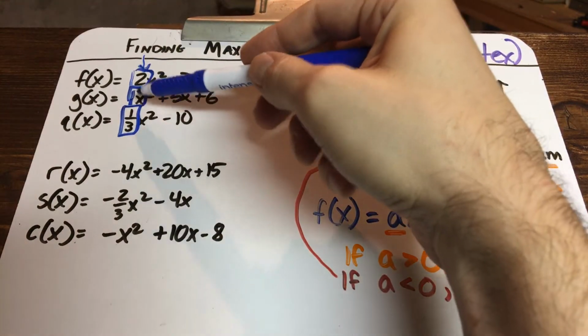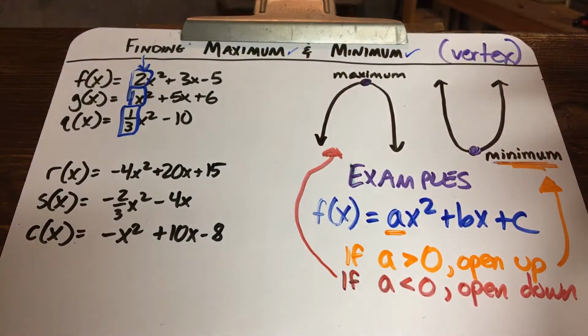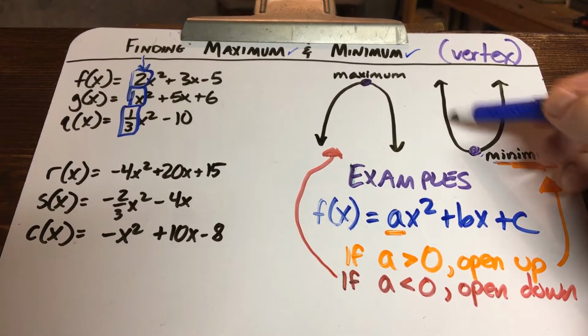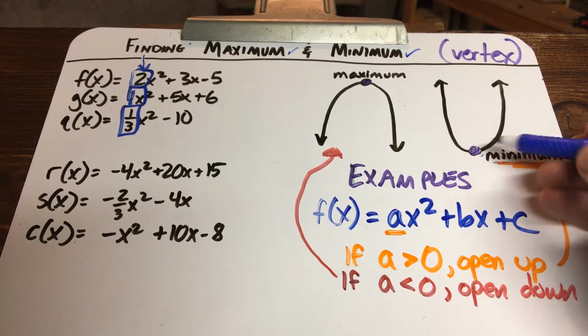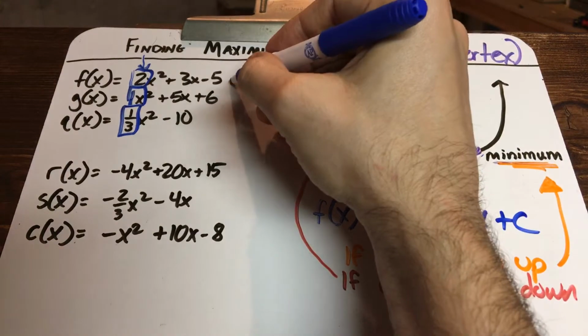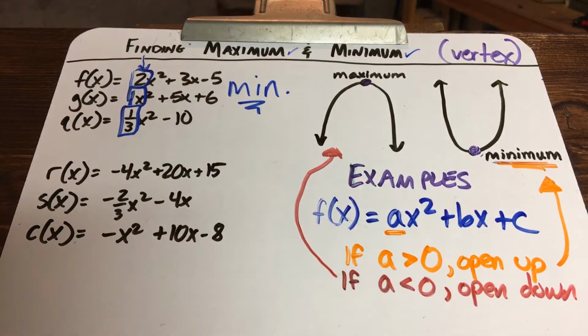Positive 2. Here I had to write it in there as positive 1, and here's positive 1/3. If it's positive, you know that all of these graphs are going to open up, and if they open up, they have a bottom low point right here called the minimum. So these three would all have a minimum, all three of those.